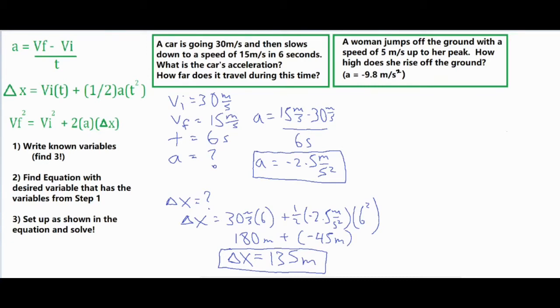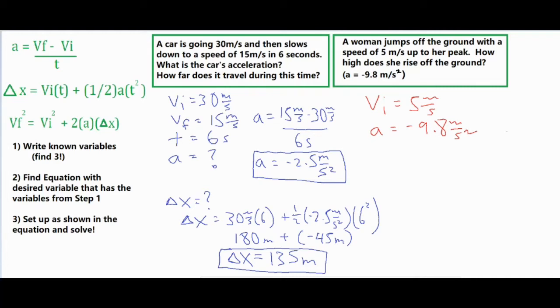All right, for our second problem, we have a woman jumps off the ground with the speed of 5 meters per second to her peak. How high does she rise off the ground? It sounds like she has an initial velocity of 5 meters per second. Because she's in free fall, she's moving freely through the air, but neglecting the actual air resistance itself, it is negative 9.8 meters per second squared. And then we have a third variable that we're looking for because we want to find three variables, but we don't seem to have three that are clearly given in the problem.